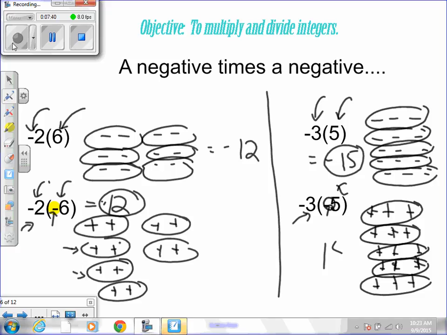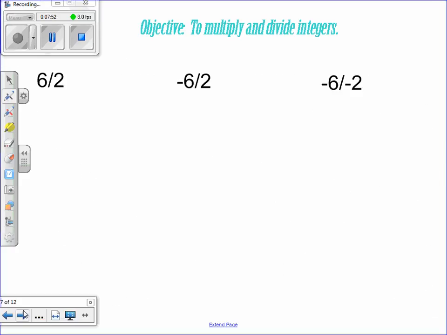So now all of a sudden, I owed $3 to 5 people, and they negated their debt. Remember, there was a negative sign here in front of that 5. So now I'm up $15. A negative times a negative, giving me a positive 15. Division. Very, very similar. So let's go back to basics.